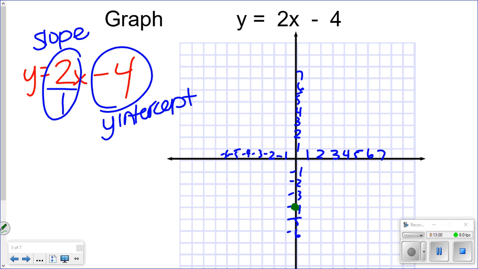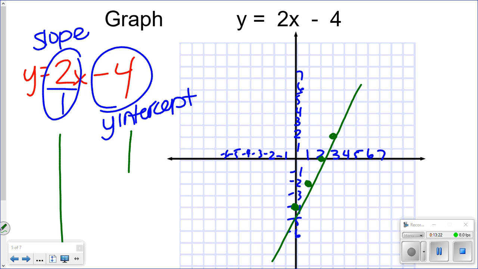Okay, so this is telling me I'm going to go up 2 over 1. From this dot, I'm going to go up 2, 1, 2 over 1. Up 2 over 1. Up 2 over 1. Connect your dots. And that's it. That's how you graph it. That's way easier than making your table.